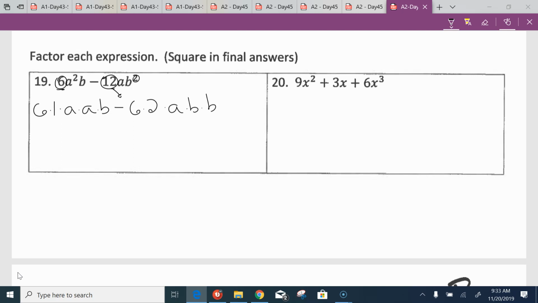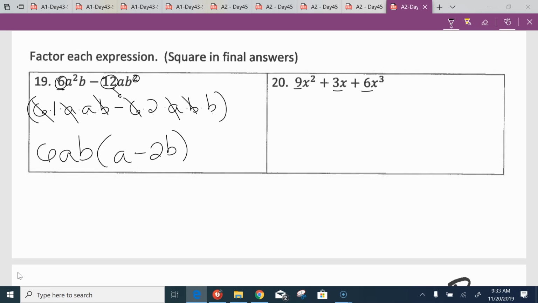Since I only have 2 terms, I want to take out pairs. So what can I take out a pair of? I can take out a pair of 6's, so I have 1 pair. I can take out a pair of a's from both sides, and I can take out a pair of b's from both sides. I'm left with 1a, so I can write it just like that. You can put the 1 if you want to, it's not necessary in this case, minus 2b's. And there's your solution. For number 20, I'm looking for the greatest common factor of 9, 3, and 6, and that's going to be a 3.